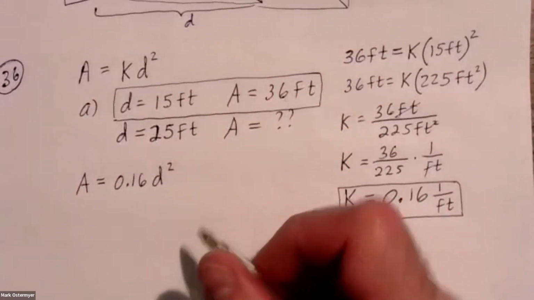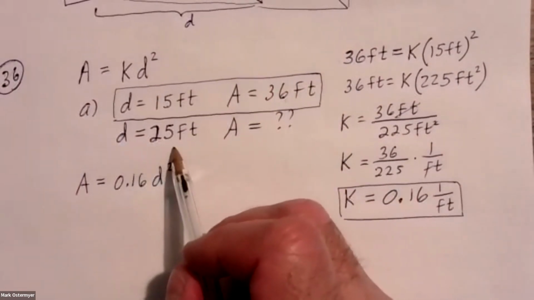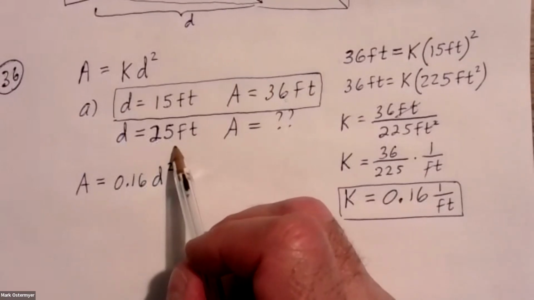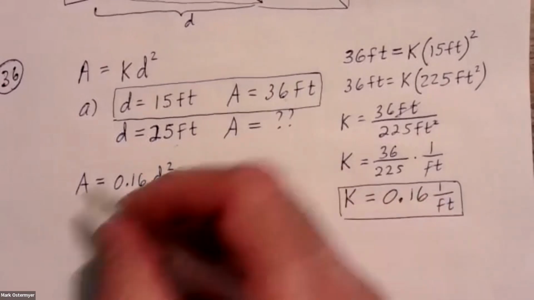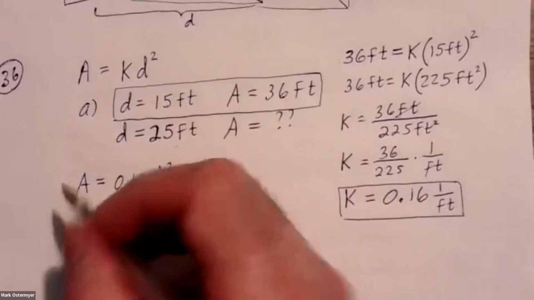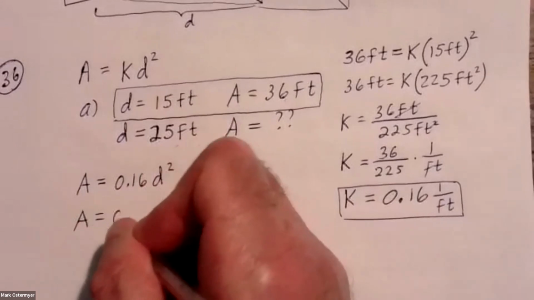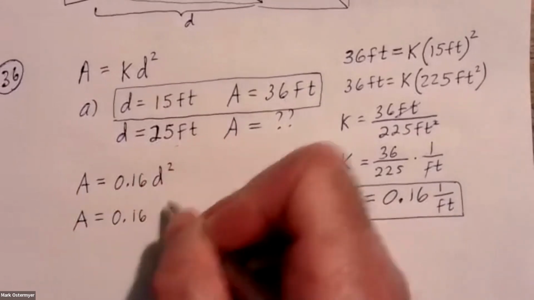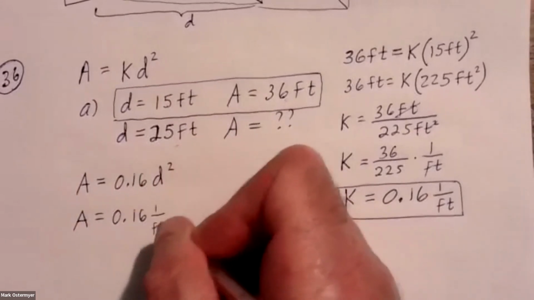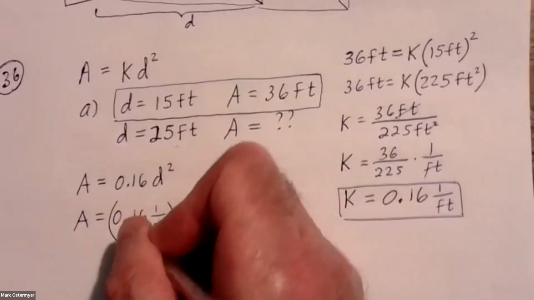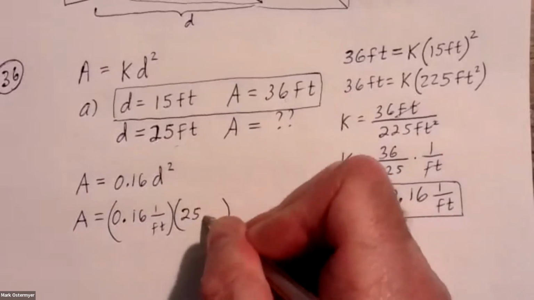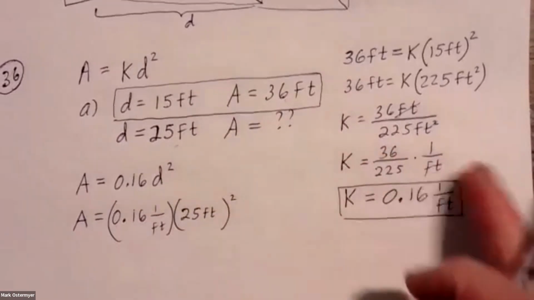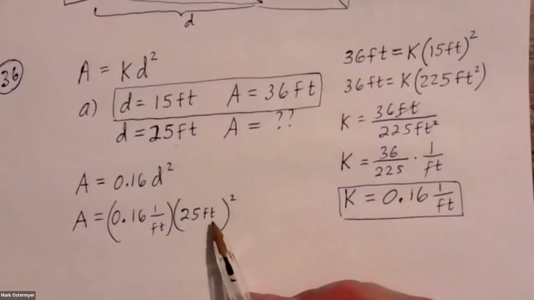Now we can answer the question. The question is, if we pull that projector back 10 feet further from the wall, so it's now 25 feet from the wall, what would be the area of the projected image? Well, area, we're going to solve for. This is 0.16, and the units are 1 over feet. I'm going to show you how the units work out here. Times the distance is now 25 feet, and we have to square that. What's 25 feet times 25 feet?